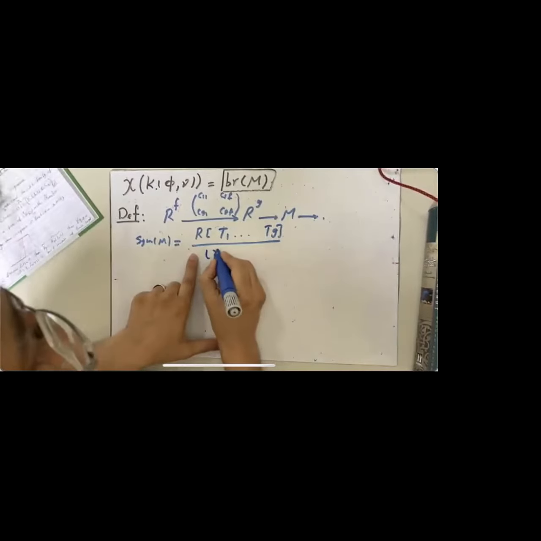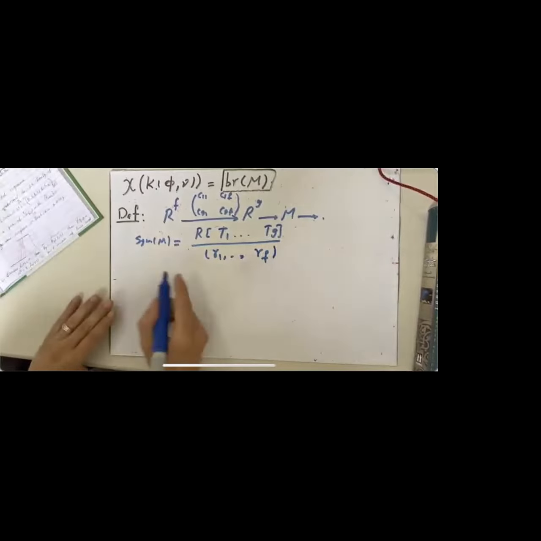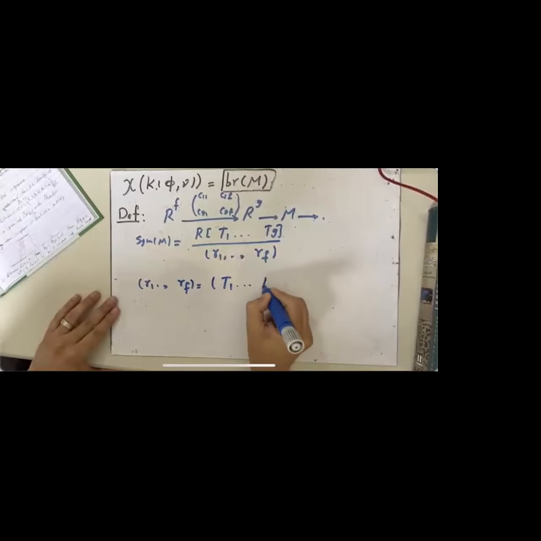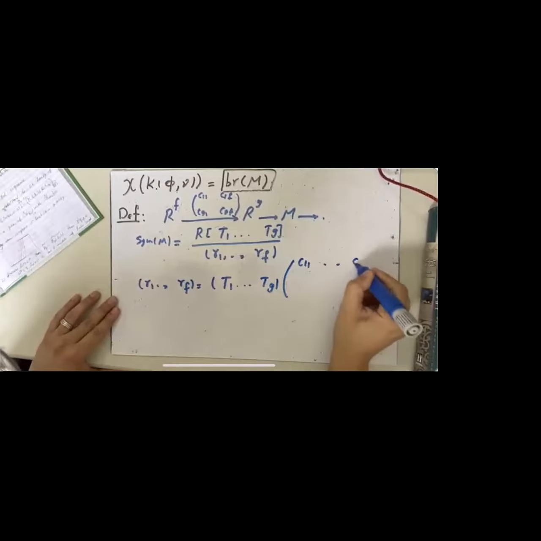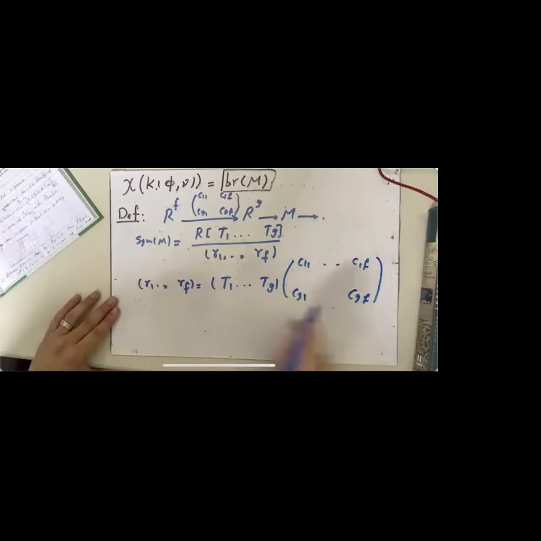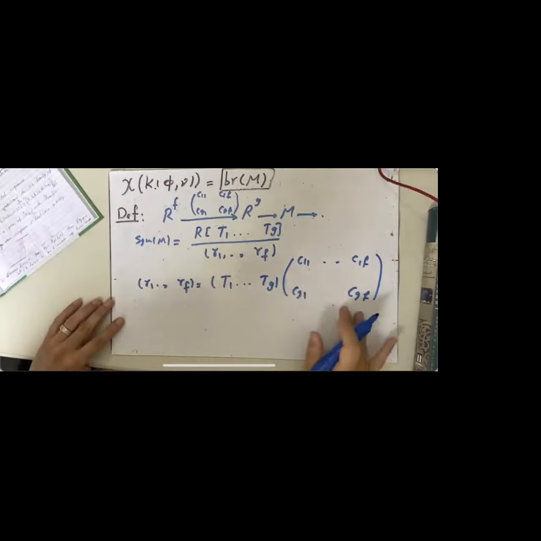So it is a set gamma 1, ..., gamma F. And this gamma 1, ..., gamma F is just the product of the matrix T1, ..., Tg with the matrix C11, C1F, CG1, CGF. Okay, so just gamma 1 is T1 C11 plus T2 C21 plus Tg CG1, and so on. So you have these equations here, and then you have the symmetric algebra here.